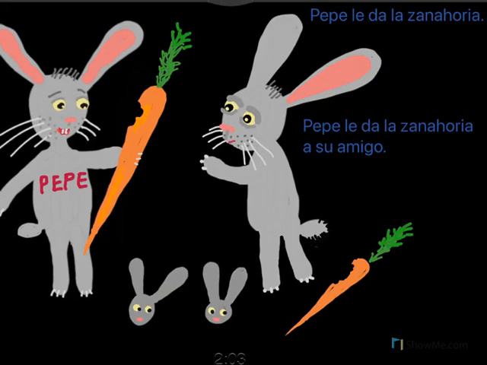So let's imagine now that Pepe, the conejo, gives his zanahoria to his friend. So it will be Pepe, the subject, le, indirect object pronoun, to him, da, gives, zanahoria, the direct object, a su amigo. So now that su amigo will answer the question to whom, and le also will answer the question to whom. So in English, you would say Pepe gives the carrot to his friend. In Spanish, you literally say Pepe gives carrot to him, to his friend.